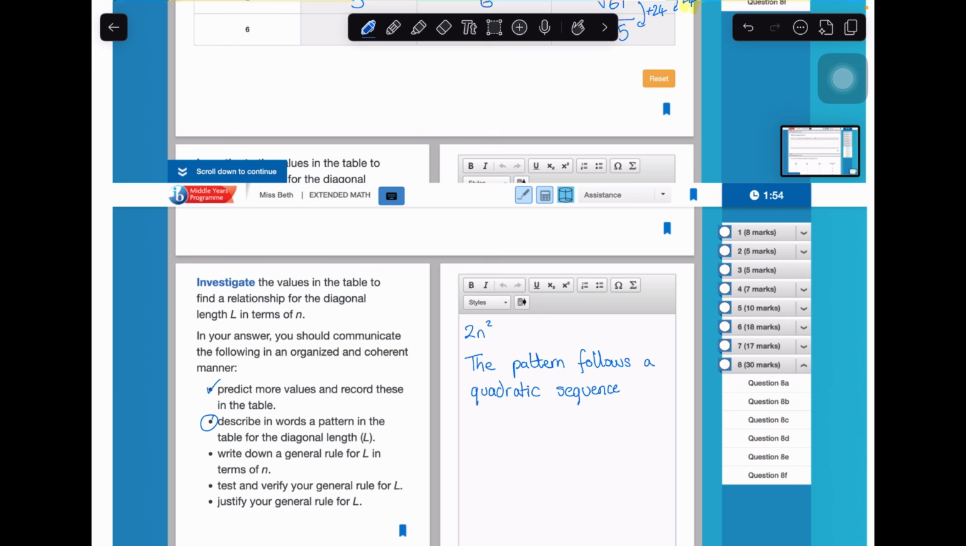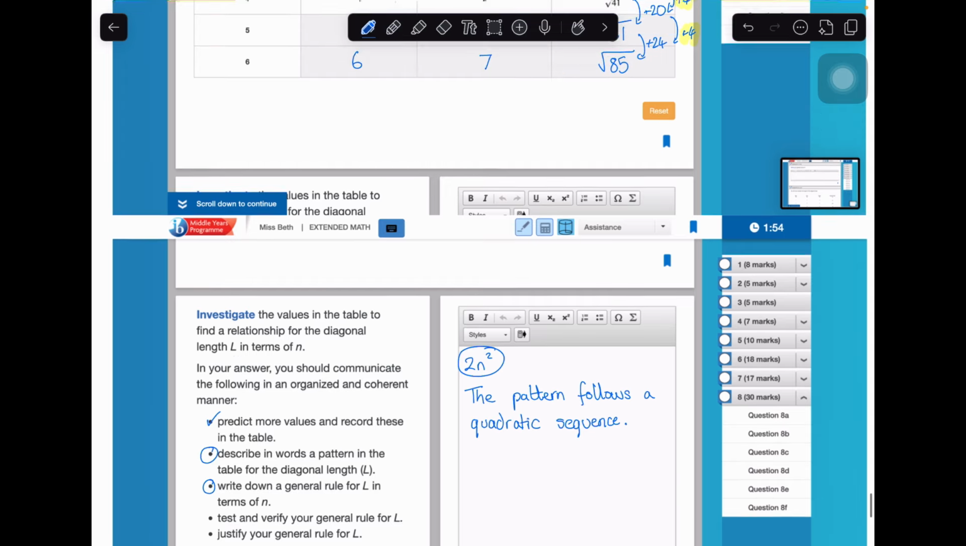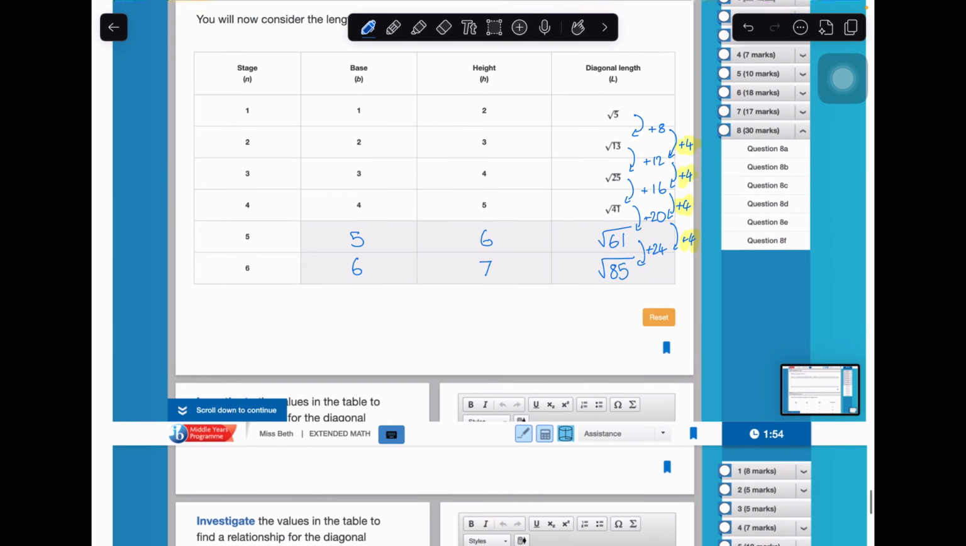Let's see, describing in words a pattern. That would do for this one in particular because it doesn't say 2, it just says describing words a pattern. So it is a quadratic sequence, so that's fine. Now we do need to find a general rule for L in terms of n. I know that it starts with 2n squared, so I'm just going to write my values down here.